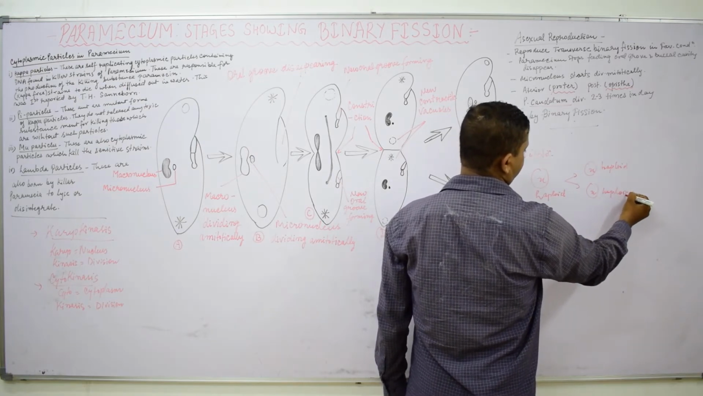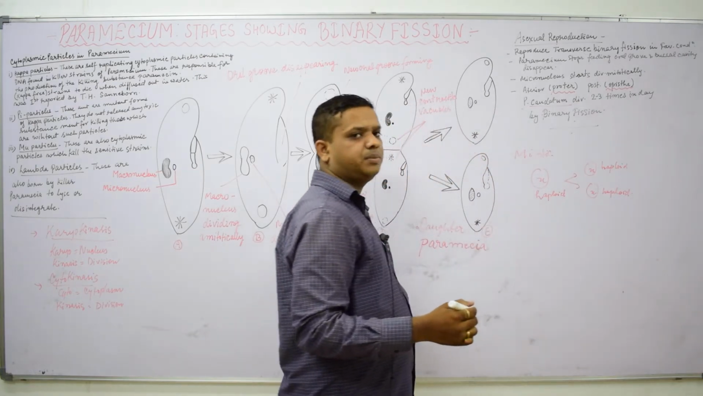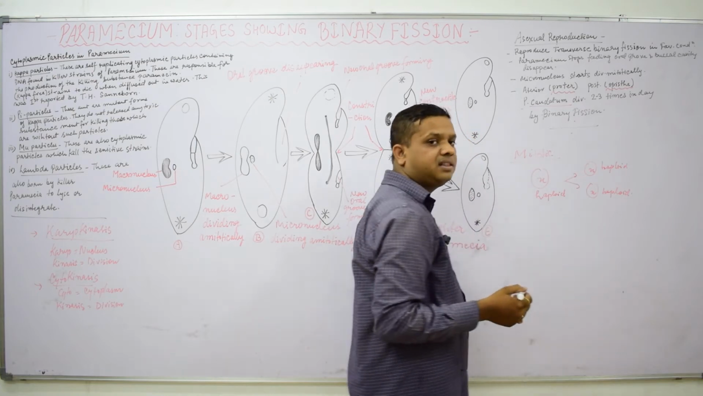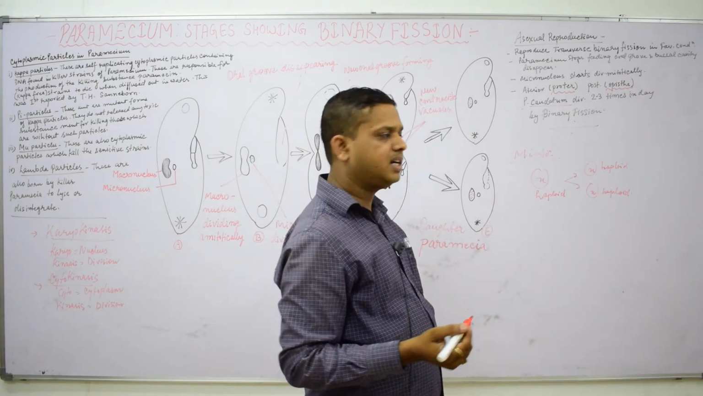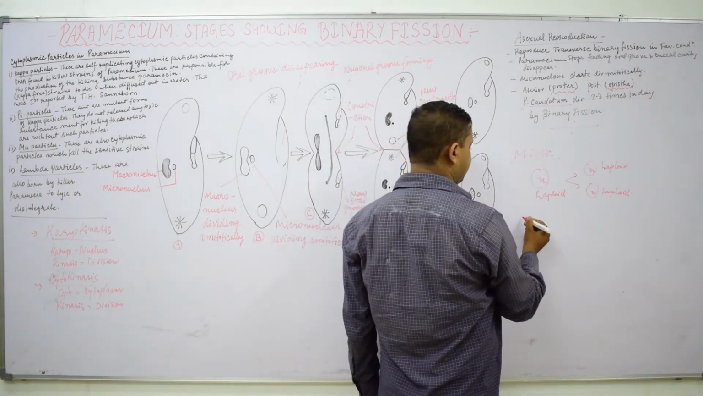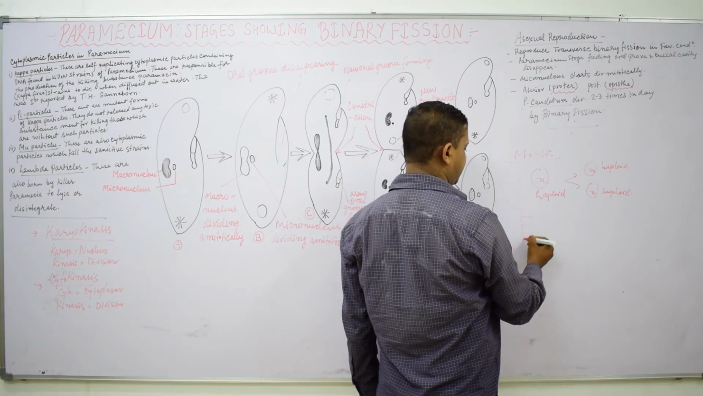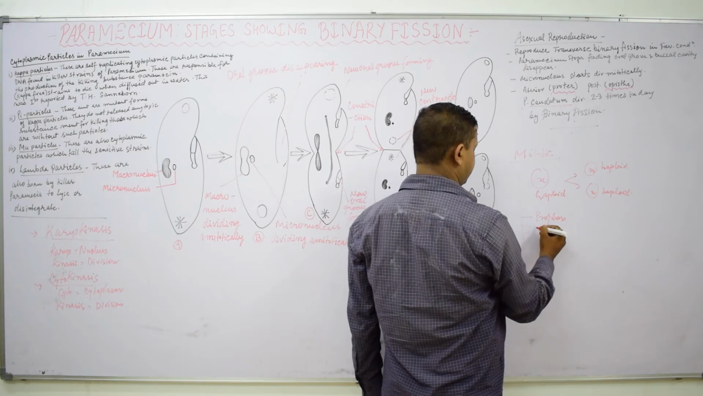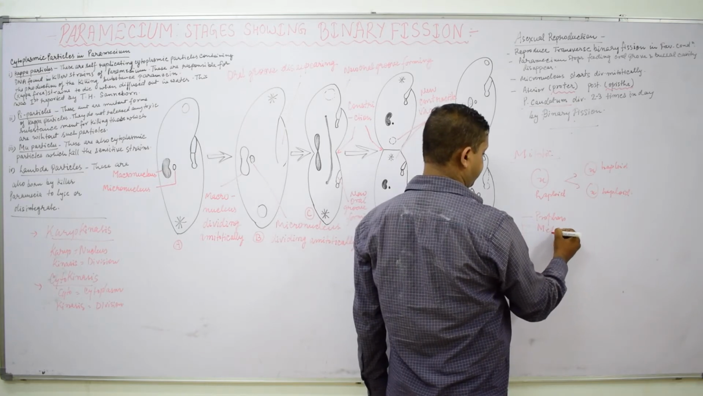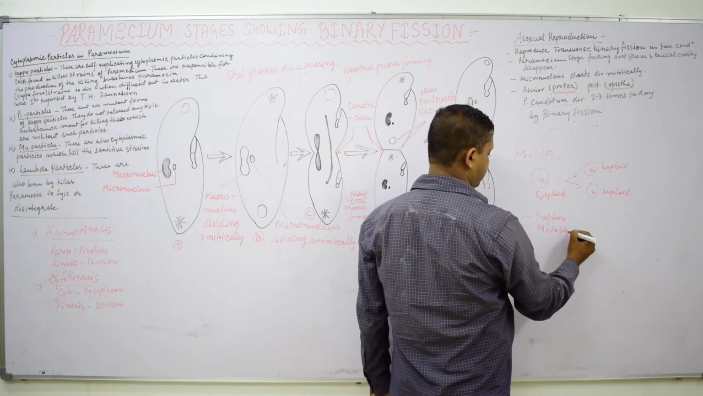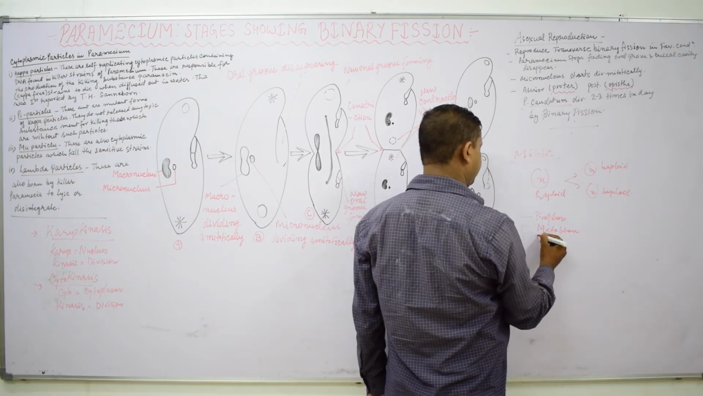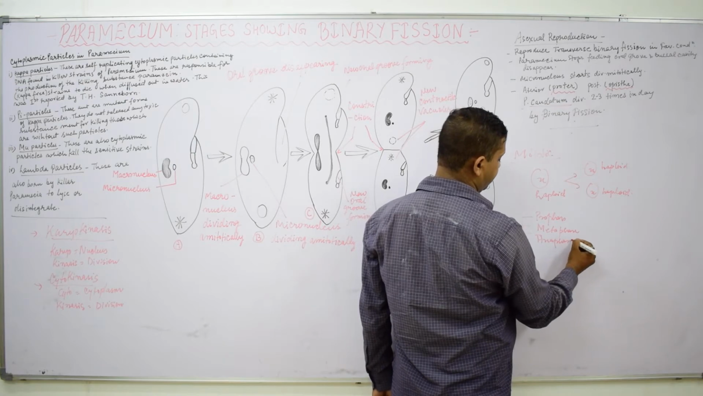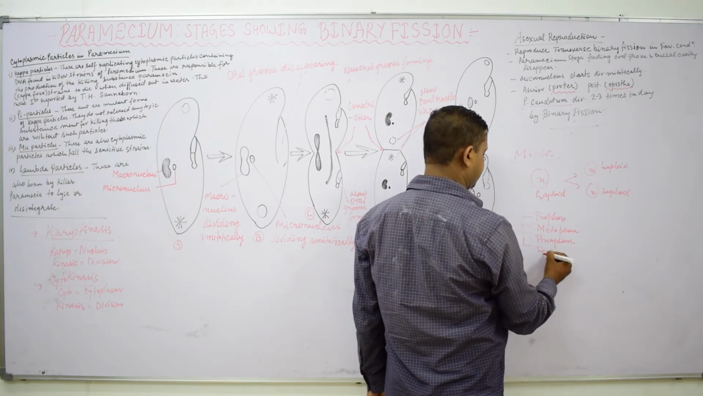Genetic material is equally divided into two halves with the process that is called mitotic cell division, and in this mitotic cell division there are four phases. They are prophase, metaphase, anaphase, and last is telophase.